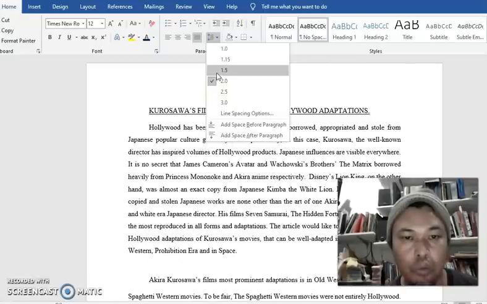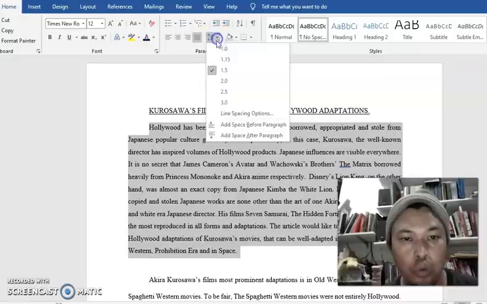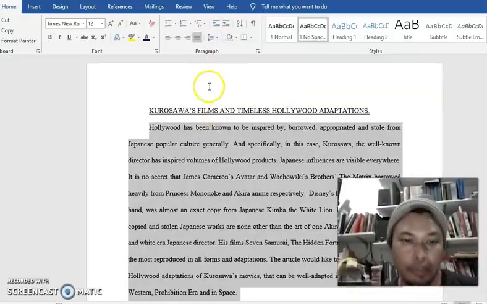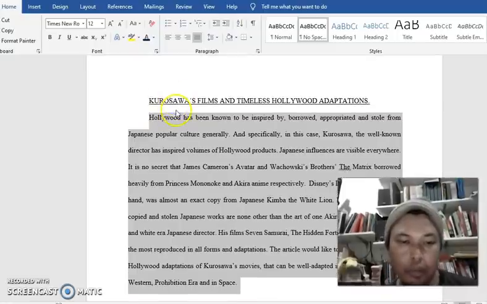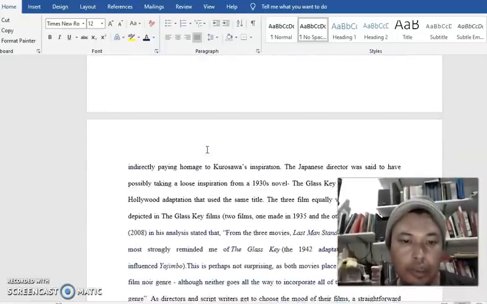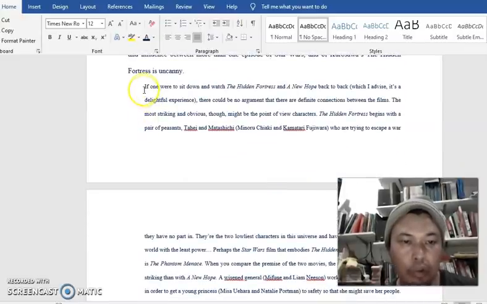Some of you might do 1.5. I require you to do 2.0. Double spacing is a common thing. Again, the font is Times New Roman 12. And what is block? Okay, this is block citation.